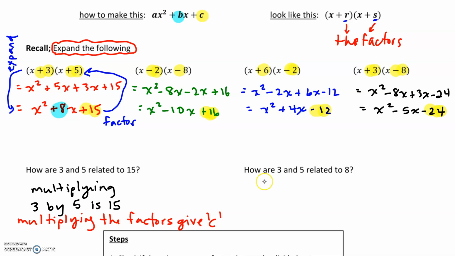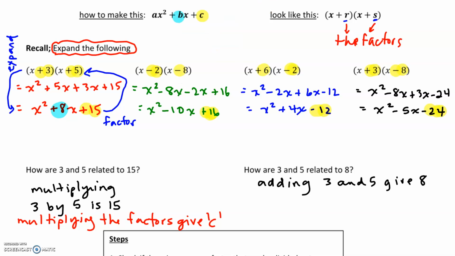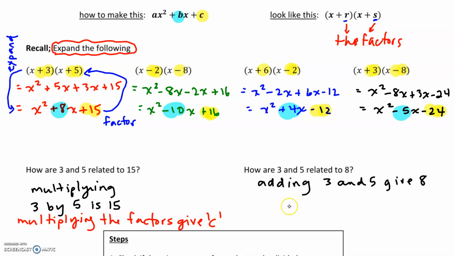So we can see that adding 3 and 5 gives 8. And if we check the other ones, -2 plus -8 is -10. Okay, so it works in the second example we did. +6 plus -2 gives a +4. +3 plus a -8 gives a -5. So we can see then that if we add the factors, we get b.